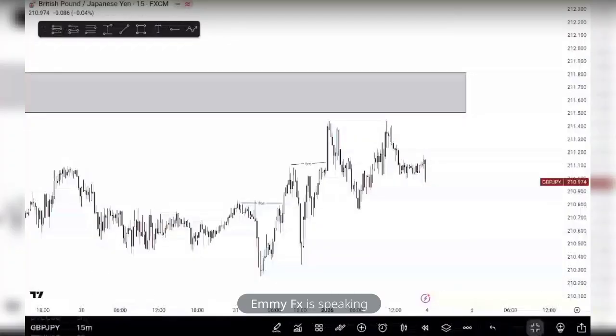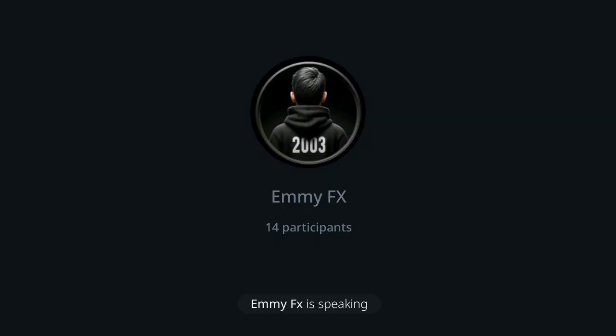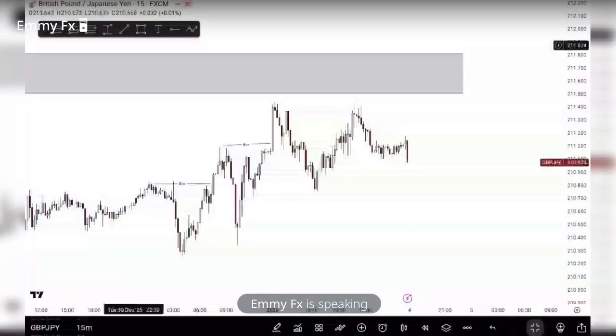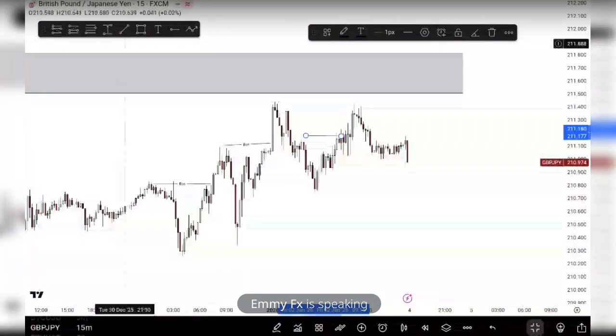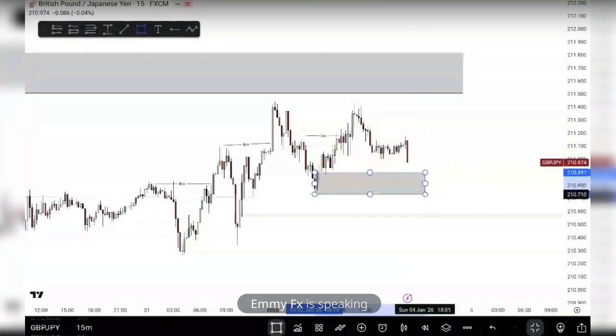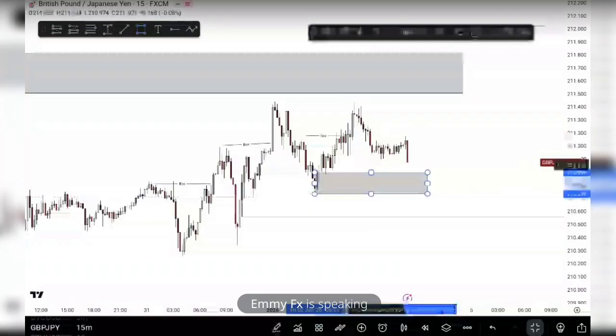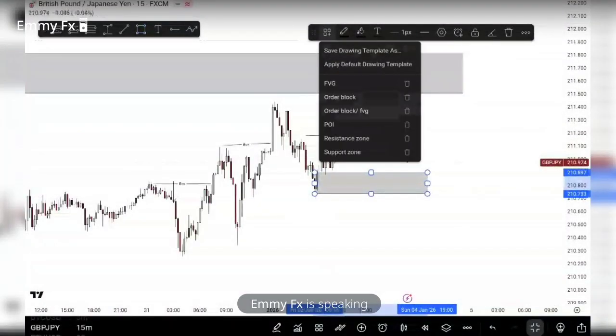So since we have this break of structure to the upside, as I said, here is the origin that caused the break of structure. And we also have this internal break of structure to the upside. This is just like our confluences are not intact here. So since our confluences are not intact here, it is going to be treated as a support zone.